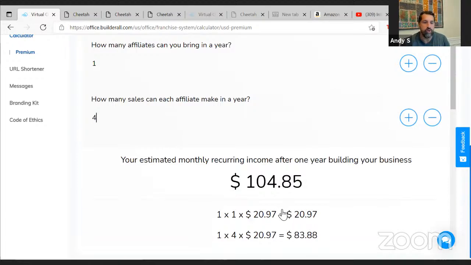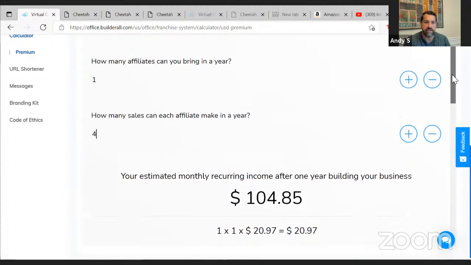So if you got just one person to sign up and that person got 4, or if yourself, you got 4 people, just 4, look at that. It covers your $69.90 every month. Okay. That is how simple this is. And it continually grows from there.